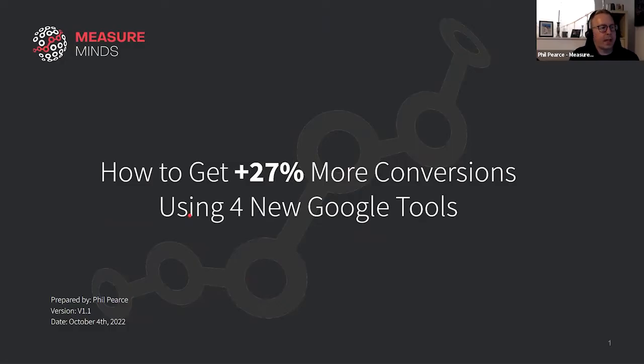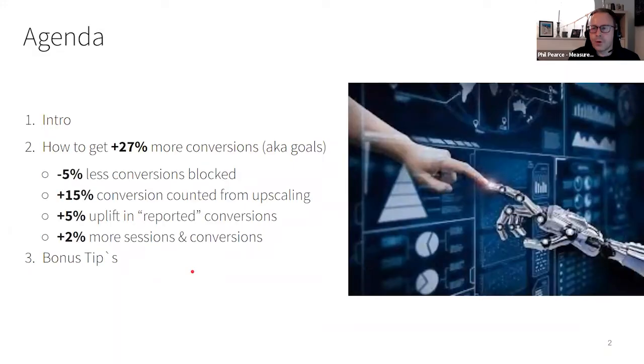Great. I'm going to just start sharing my screen and get going. All right, so this is on how to get 27% more conversions using 4 new Google tools. We're going to go through each of these 4 methods and solutions. All of them are free. So really, this is more of an education piece, letting you know about some tips and tricks that you should be using if you're not already, and then we've got a bonus tip or 2 bonus tips at the end.